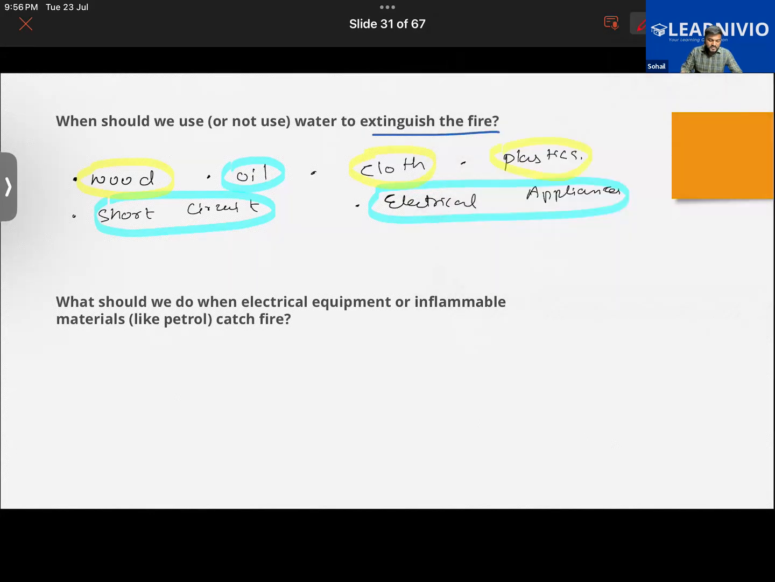Good. Read the next question. What should we do when electrical appliances are on fire? How should we extinguish the fire when such electrical appliances are on fire? What would be the sequence of the steps you are going to follow? Talking about electrical equipment, or if some inflammable materials like petrol catch fire, the very first thing you should be doing, think of it logically and answer to me.